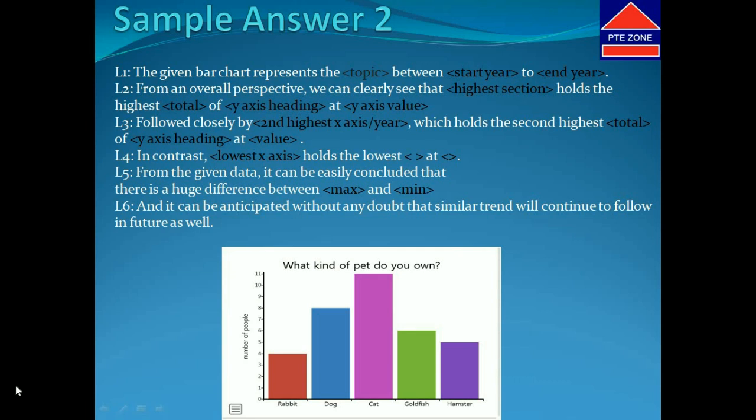The given bar chart represents the number of pets that different owner owns. From an overall perspective, we can clearly see that cat is owned by the highest number of people, followed closely by dog, which is owned by second highest number of people. In contrast, rabbit is owned by the least number of people. From the given data, it can be easily concluded that there is a huge difference between the number of owners of cat and number of owners of rabbit. And it can be anticipated without any doubt that similar trend will continue to follow in future as well.